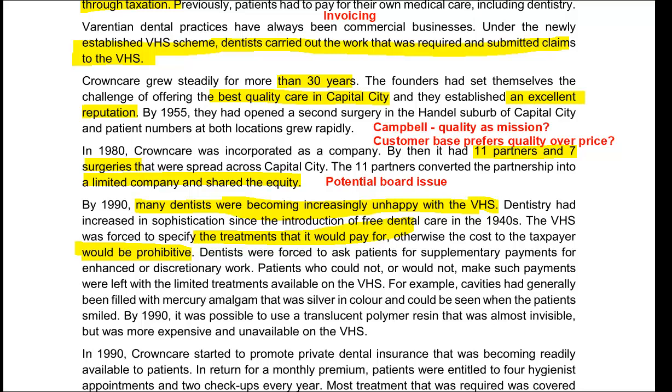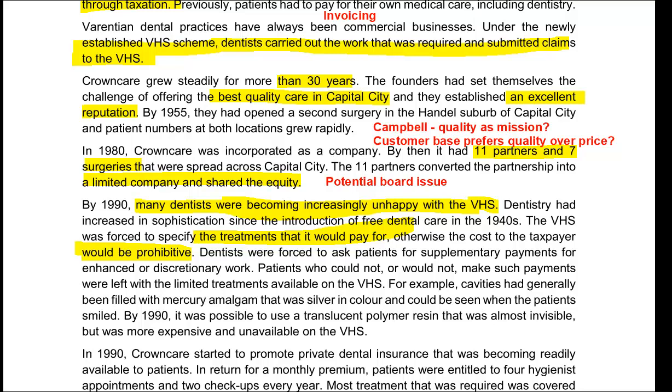We've speculated that the mission of Crowncare is to be the highest quality provider. Well, if the VHS dictate that you can only do one of the older style fillings, for example, compared to any newer ones that they've got, then suddenly you're not offering the best quality anymore because VHS are dictating. That is the buyer power that we alluded to on the first page.